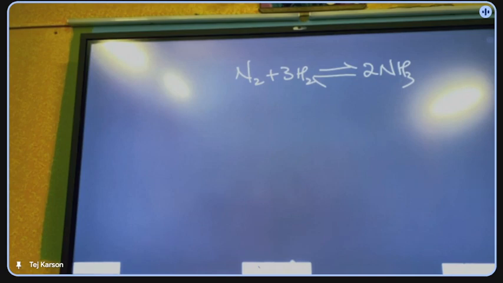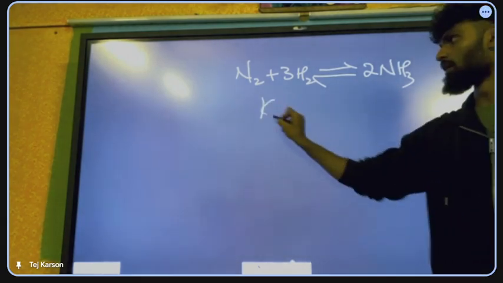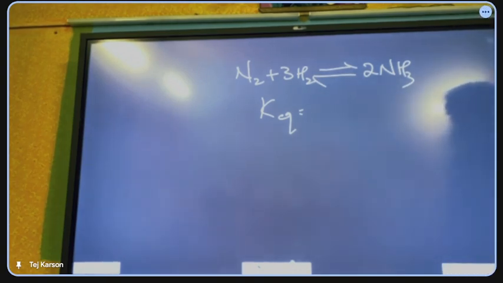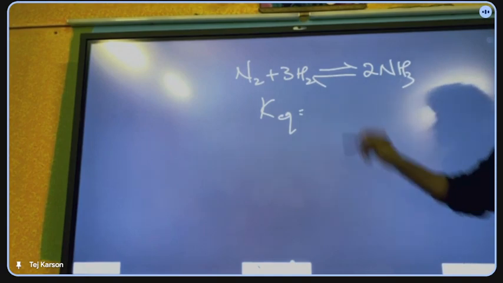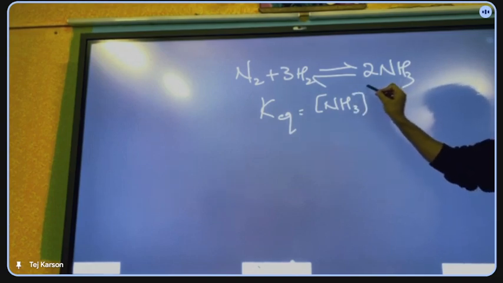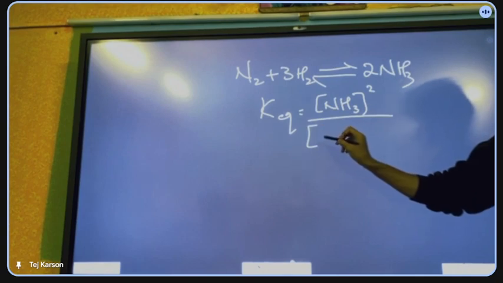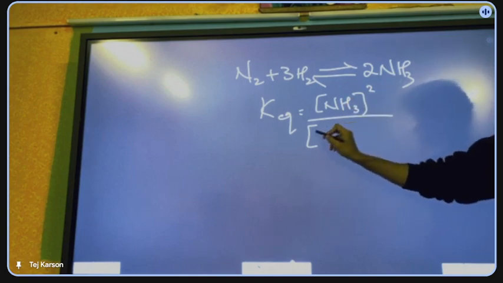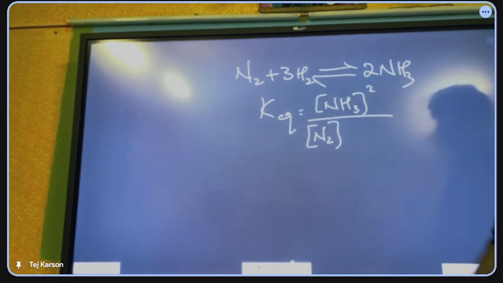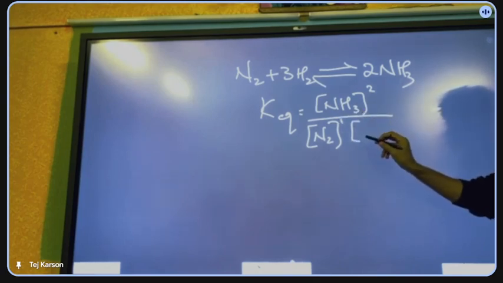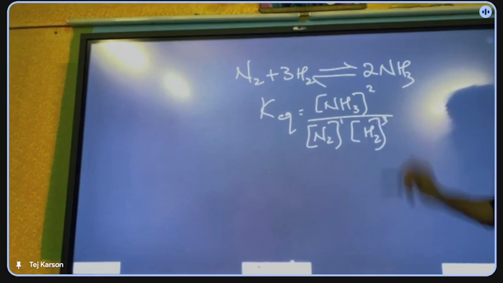Done. Fifth answer. Left hand side will be K equilibrium. Correct. First, what's more important? NH3 to the power 2, divided by N2 to the power 1 and H2 to the power 3. Is the 2 on top or bottom? Top. You don't need to show 1 now. Whatever. All right?